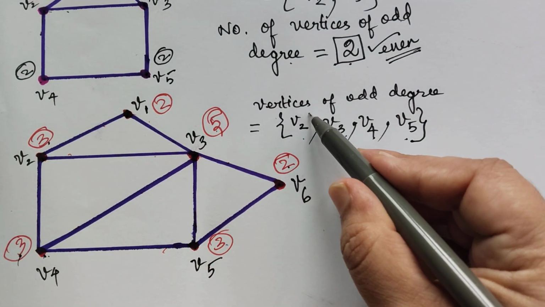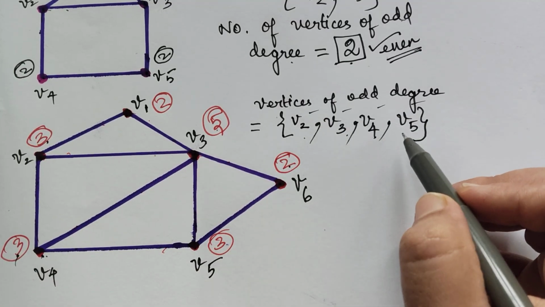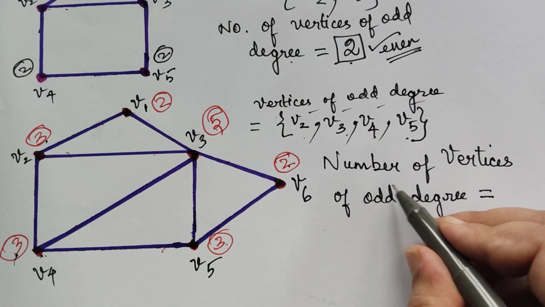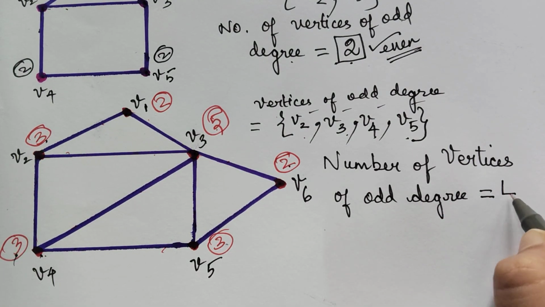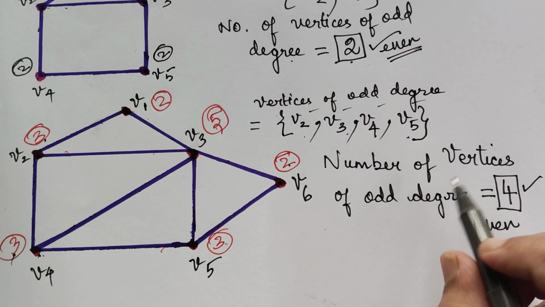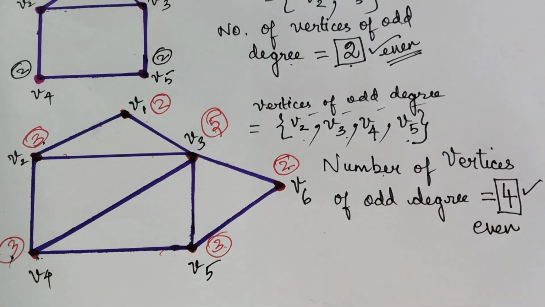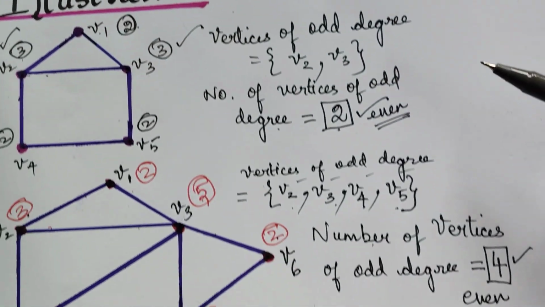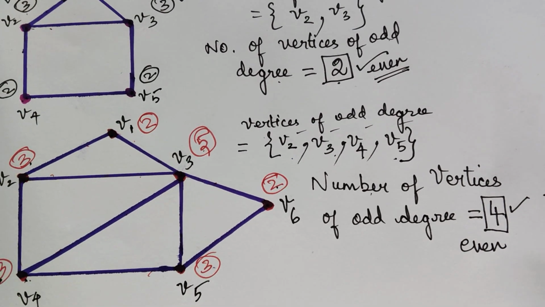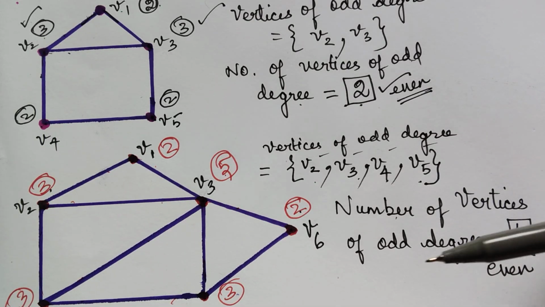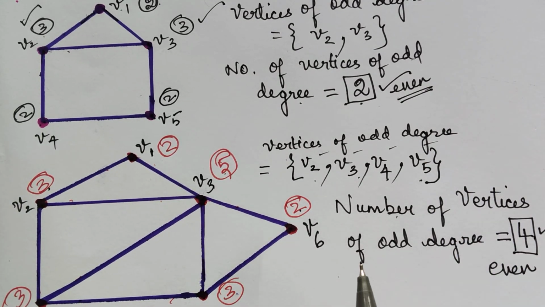So how many vertices are there? 1, 2, 3, 4. So there are 4 vertices. Therefore the number of vertices of odd degree is equal to 4. 4 is what? It is an even number. So therefore we have proved in this graph also that the number of vertices of odd degree is even, since we got 4 over here, which is an even number. Now this is through illustration we have proved this corollary. Now we will see the actual theoretical proof of this corollary. So now we shall write the proof of this theorem.